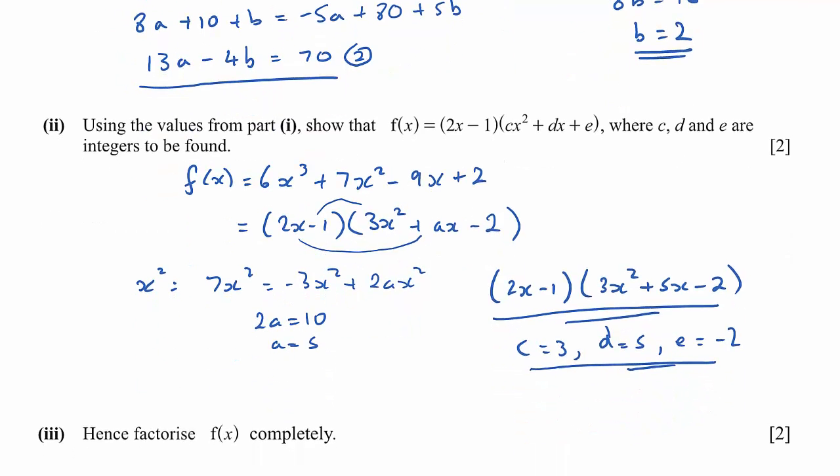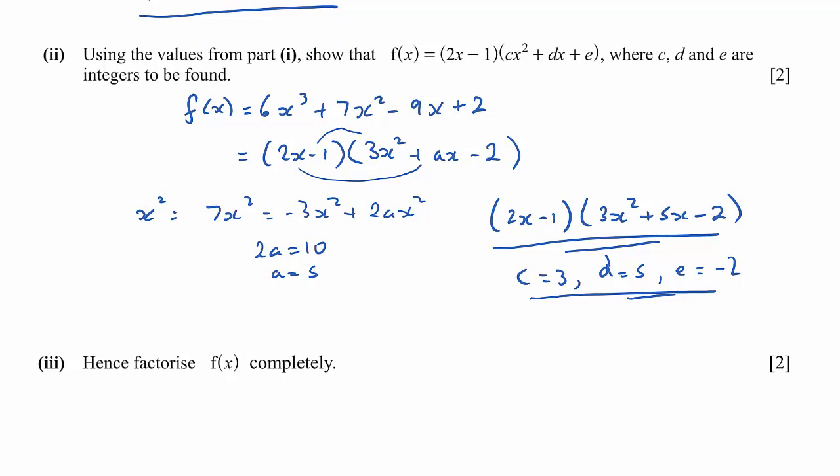So hence we want to factorise f of x completely, which means we've got to try and factorise 3x squared plus 5x minus 2. Well, let's see if we can do that. So 3 is a prime number, it's got to be 3x and x. 2 is also prime, so we've got to have 2 and 1. Let's go for 2 and 1.